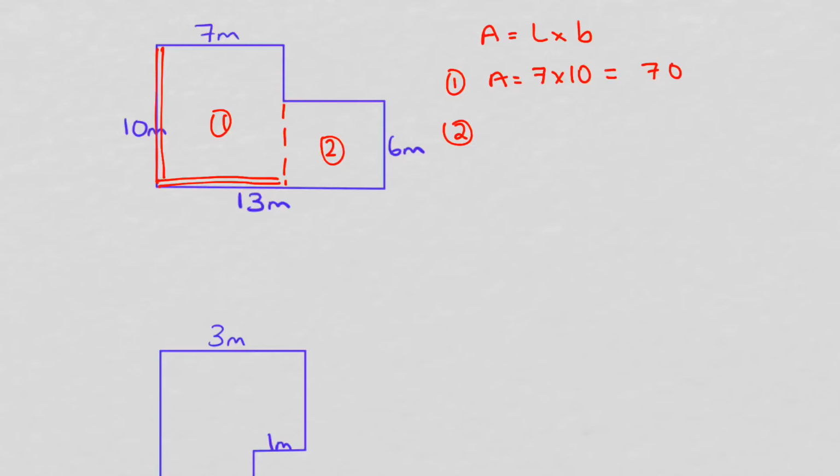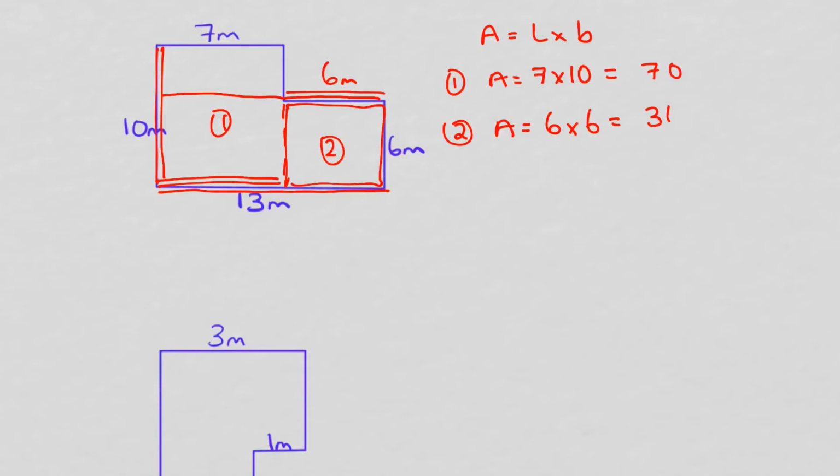And then the second one, well, we can see that the breadth of that one's 6, but we need to find the length of that one, don't we? So if that's 13 all the way across there, and we know that that much of it is 7, then that must leave that one to be 6 also. So the area of this rectangle here is a 6 by 6 rectangle, so that makes it 36. And then the total area is 70 add 36, and that gives you 106 square metres.